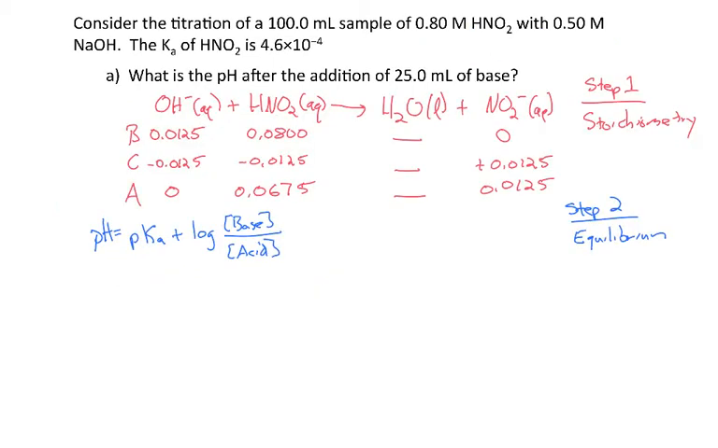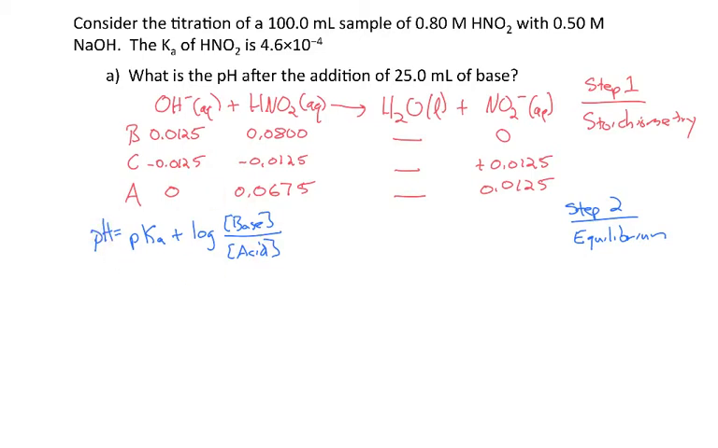All right, so I've just reproduced the same table that we generated on the last slide. I've just colored it in red. So that step 1 was the stoichiometry step. And now step 2, we're going to do the equilibrium with what's left over. I've got a weak acid, its conjugate base, so I have a buffer. So I can just plug the concentrations into the Henderson-Hasselbalch equation, and I'm good.